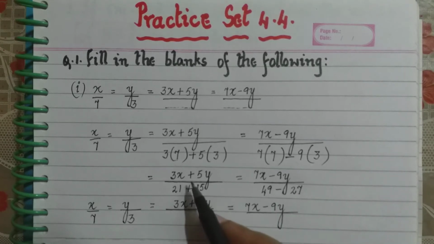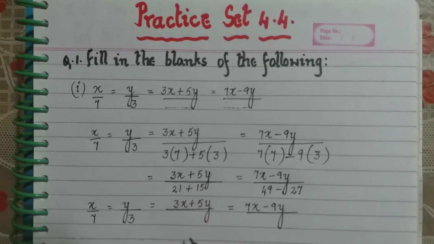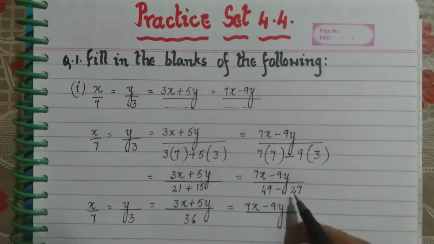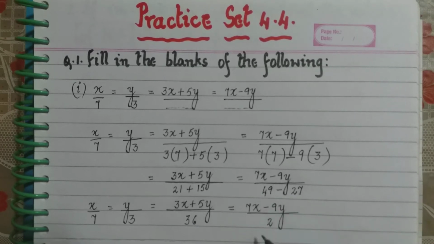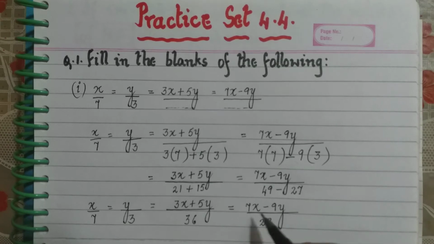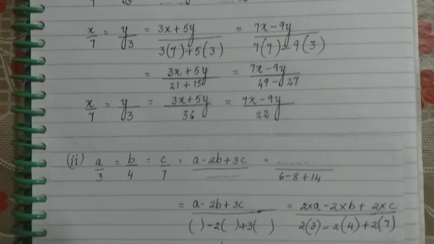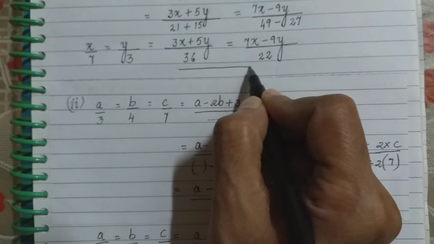So now we proceed here. We have 3x plus 5y. What is 21 plus 15? 5 plus 1 is 6. 1 plus 2 is 3. What about this? We have 7x minus 9y written as it is. Here 49 minus 27. 9 minus 7 is 2. 4 minus 2 is 2. Therefore, this is the completed blanks of the first question. This is the first sub question.